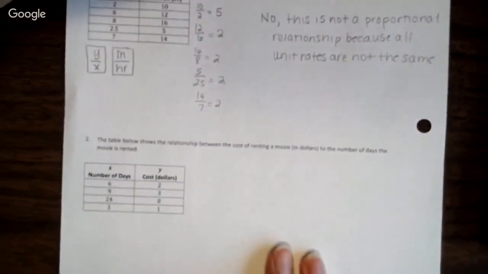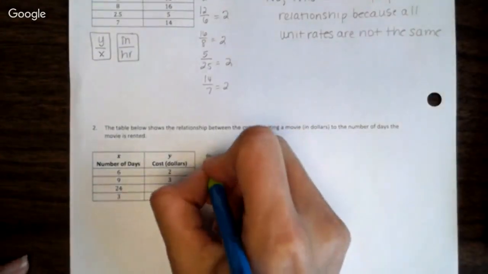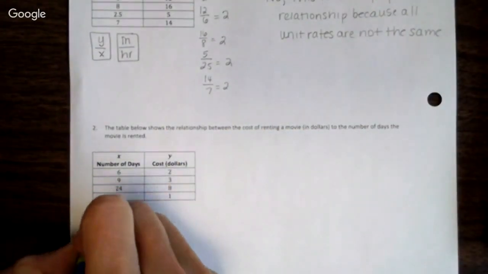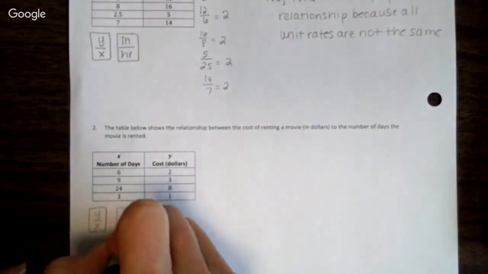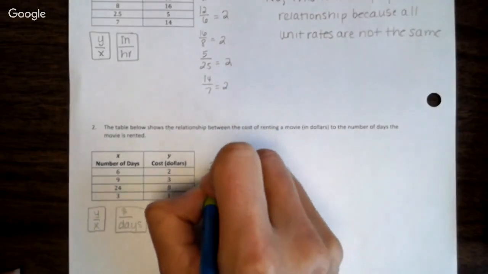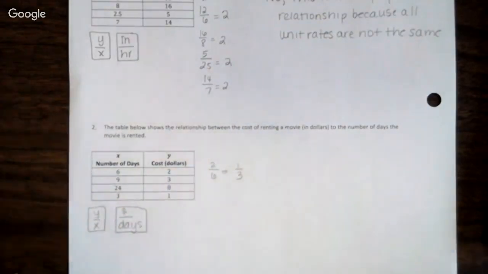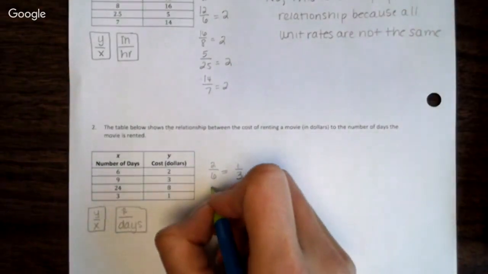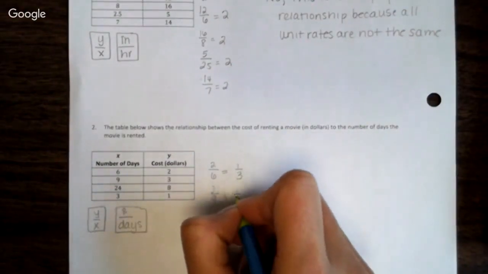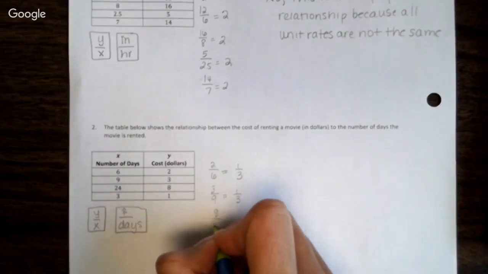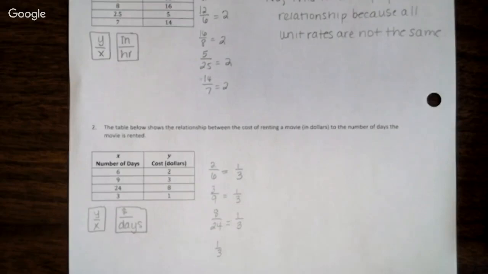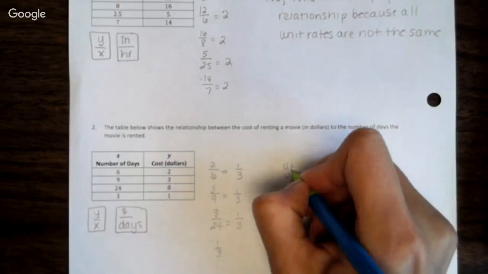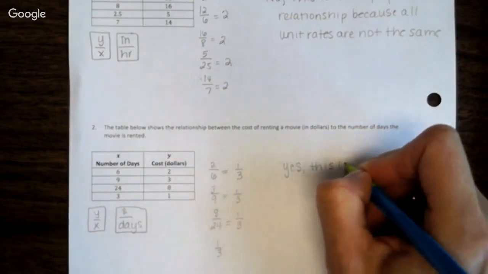All right, example 2. Once again, let's find the unit rate. So we're going to do y divided by x. In this case, it would be dollars and days. All right, so let's start with the first one. 2 divided by 6 is 1/3. I'm going to leave it in fraction form. We have 3 over 9. That reduces to 1/3. 8 over 24 reduces to 1/3. And the last one is 1/3. So are all of these unit rates the same? The answer is yes. So we're going to say yes, this is a proportional relationship.